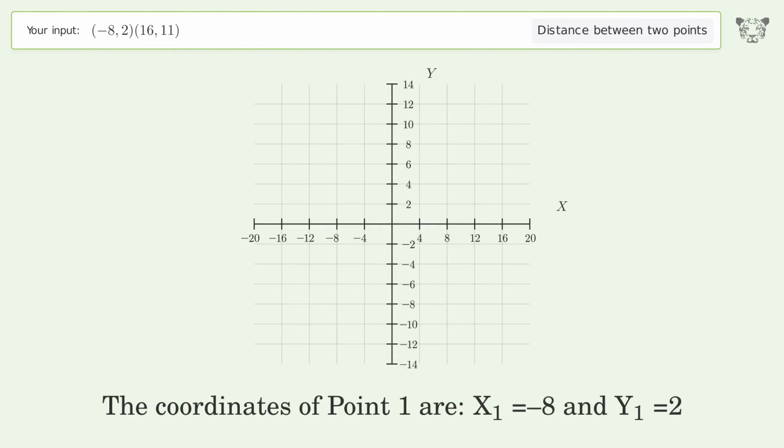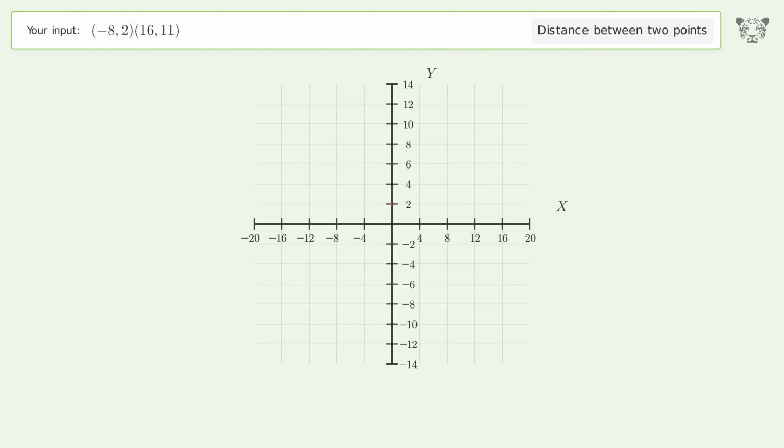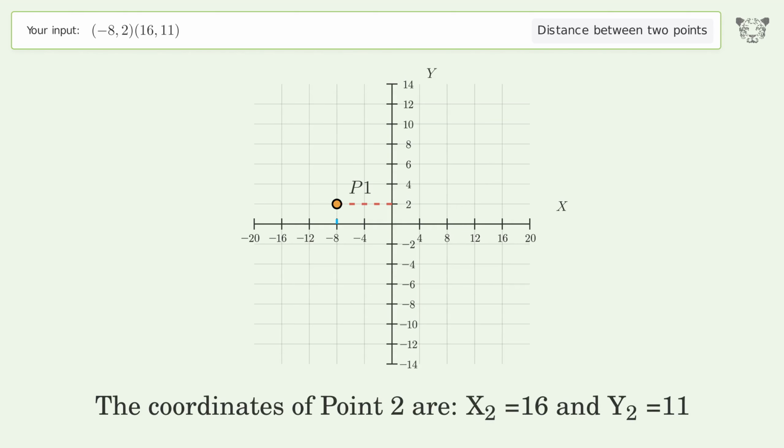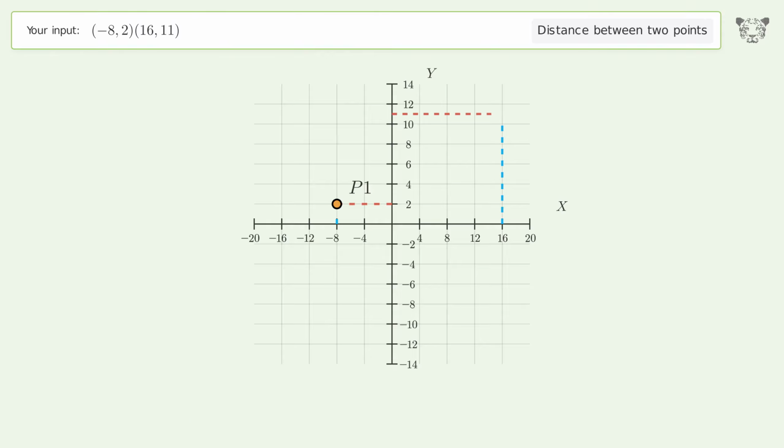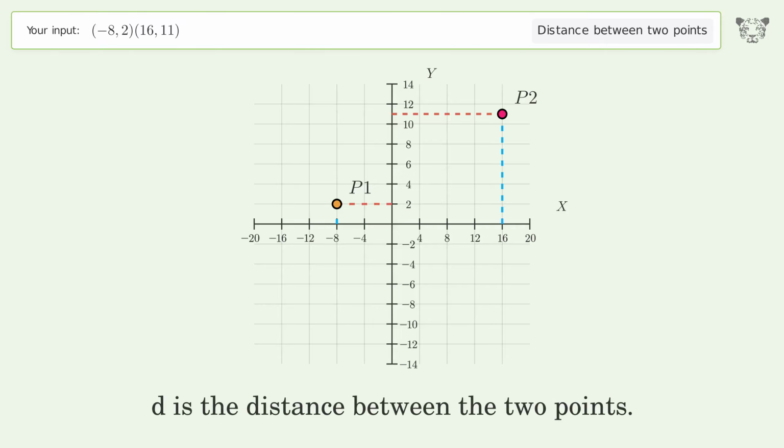The coordinates of point 1 are x1 equals -8 and y1 equals 2. The coordinates of point 2 are x2 equals 16 and y2 equals 11. D is the distance between the 2 points.